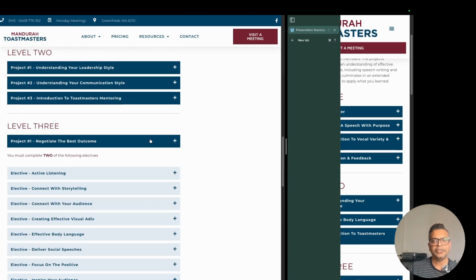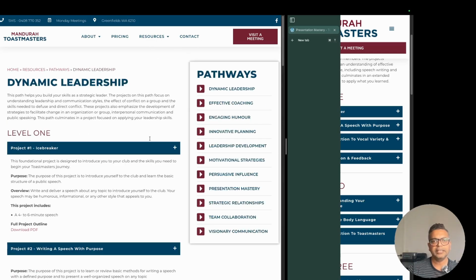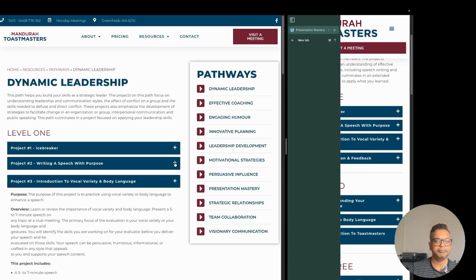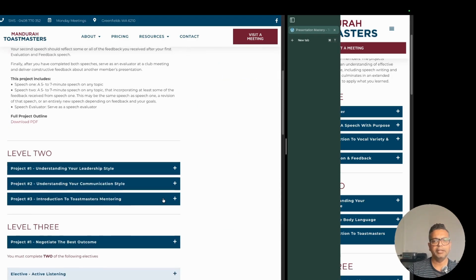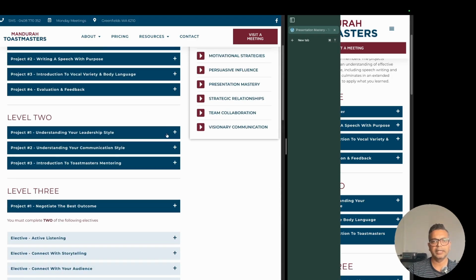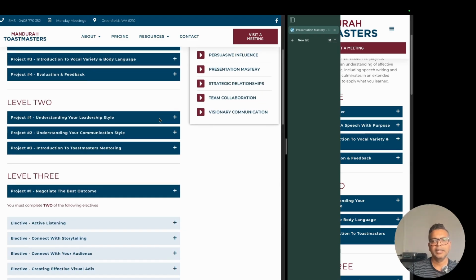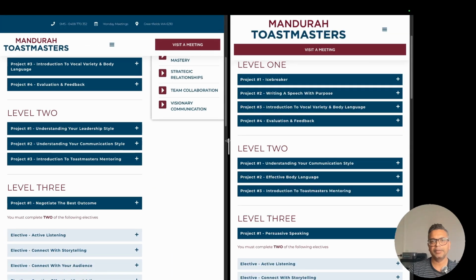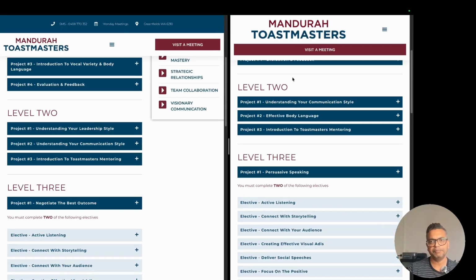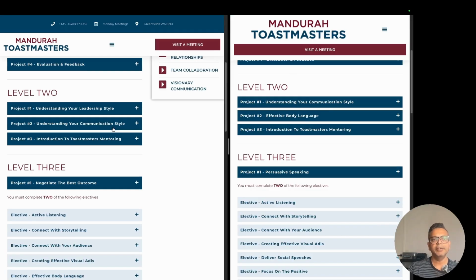Then what's interesting, so we finished level 1, and once you finish level 1, you get achievement level 1, dynamic leadership. We then move into level 2. What does level 2 contain? Now level 2 is quite interesting, and I'm just bringing level 2 of presentation mastery, just to contrast. Level 2, project 1 is understanding your leadership style.